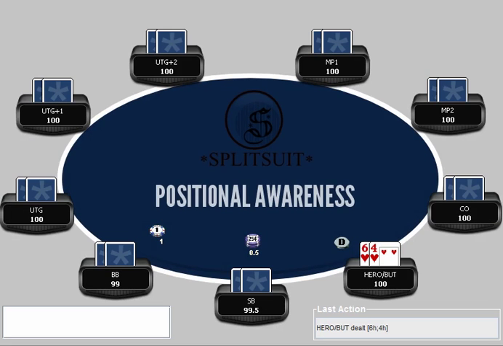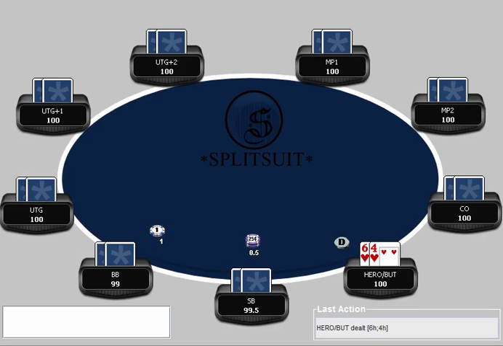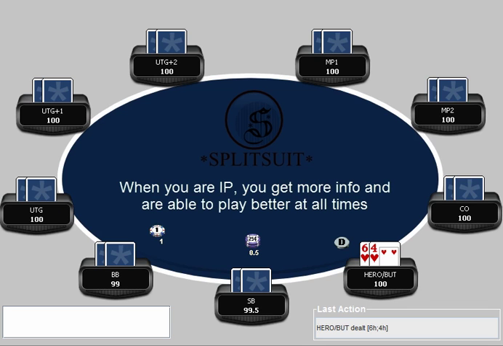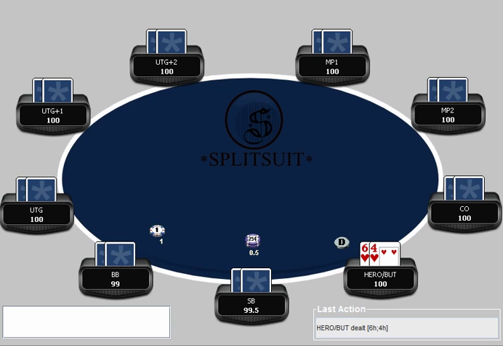So another leak I was talking about earlier is positional awareness, or lack of positional awareness. I've talked about it before, and I'll definitely talk about it again: position is king. Simple as that. When you're in position, you're able to see what happens in front of you, gather more information, ultimately play better poker, make better decisions, make more money. That simple. So position is king, and because of that, we always want to be focused on being positionally aware.